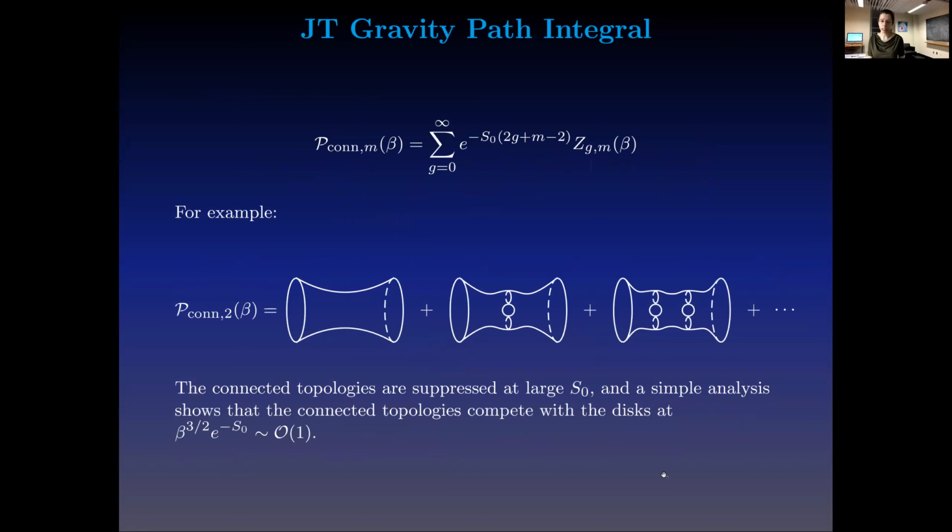So just as an example, if we're just looking at two boundaries of length beta, we have this first contribution here, and then we have an additional handle, or two additional handles, and so on. Now, the connected topologies are suppressed at large S naught. A simple analysis shows that the connected topologies compete with the disks precisely when beta to the 3/2 e to the minus S naught is order 1. That's a regime that we immediately zeroed in on, because that's a regime where we have a chance of the replica wormholes dominating.